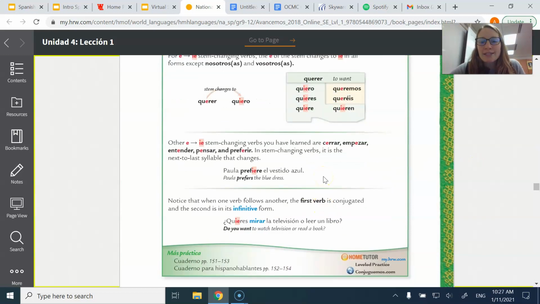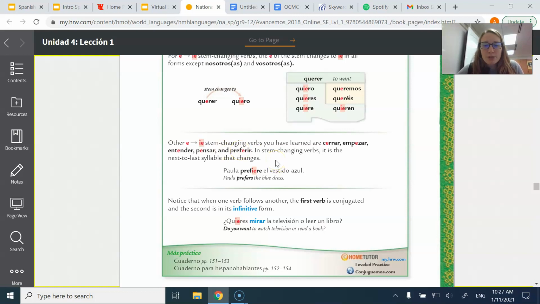Some other E to IE stem changing verbs you have learned are cerrar, that means to close. Empezar, to begin, right? We do that every day, para empezar. Entender, to understand. Pensar, to think. And preferir, prefer. We might not have learned a couple of these yet.